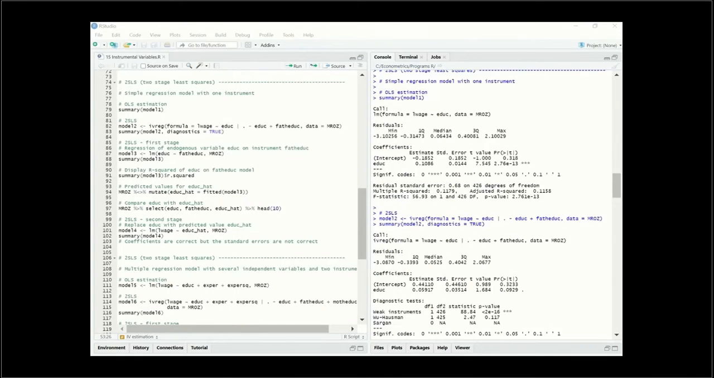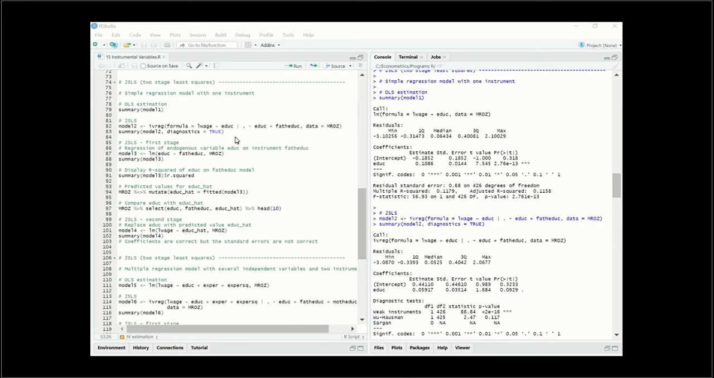So now let's look at the two-stage least squares estimation, and we would be looking into a simple regression model where we have one instrument. So here for the OLS estimation, let's go ahead and first summarize model 1. And this is the model 1 that we have here. And again, we see that if the model is log of wage regressed on education, and we're ignoring the endogeneity issue, we have that the coefficient here is 0.10 on education.